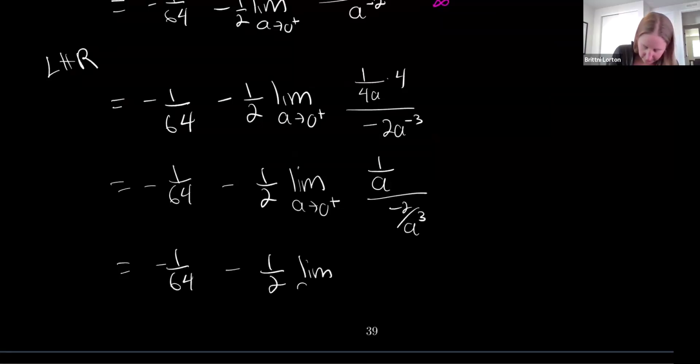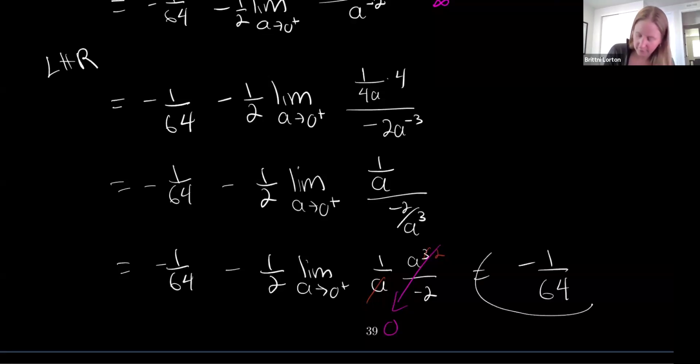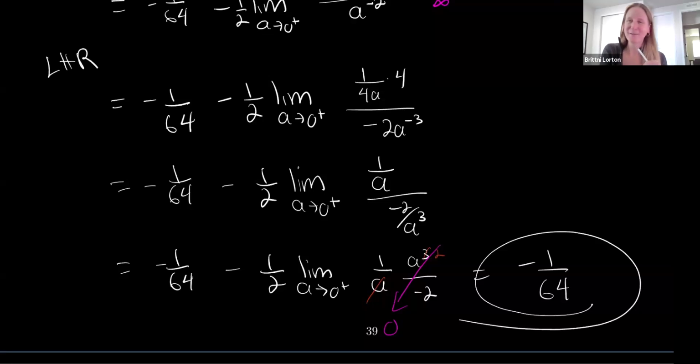Maybe you do that in your head. Maybe you show the work. Doesn't matter. 1 over a times a cubed over negative 2. So one of those a's canceled, and then I still ended up with, funnily enough, 0 squared. Who'd have thunk? But either way, I still went to 0. So my final answer is negative 1 over 64 converges. Ta-da!